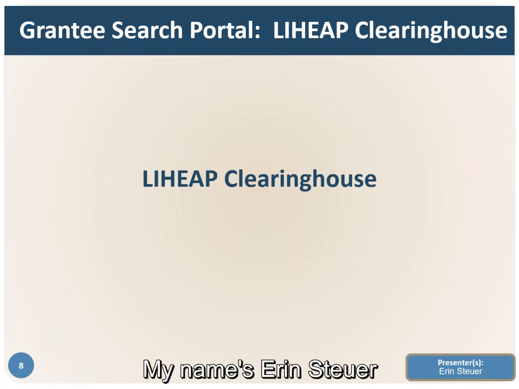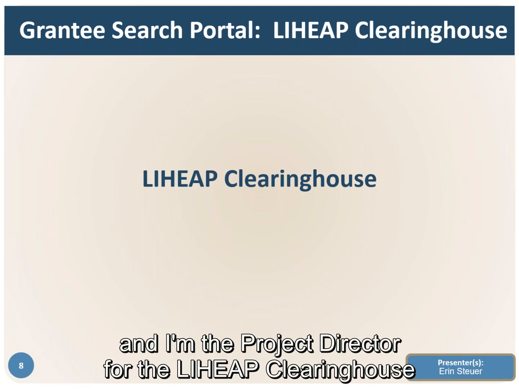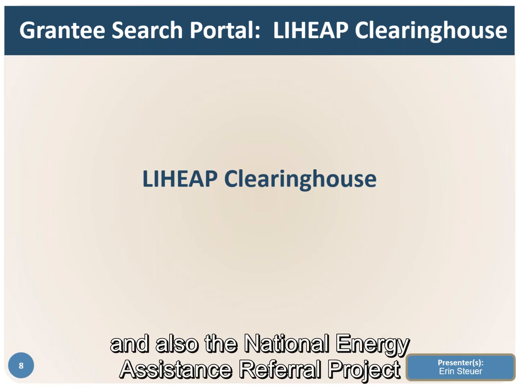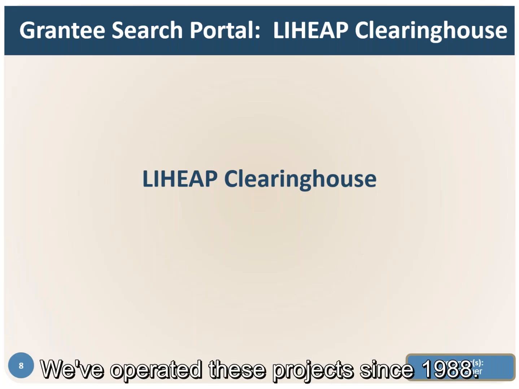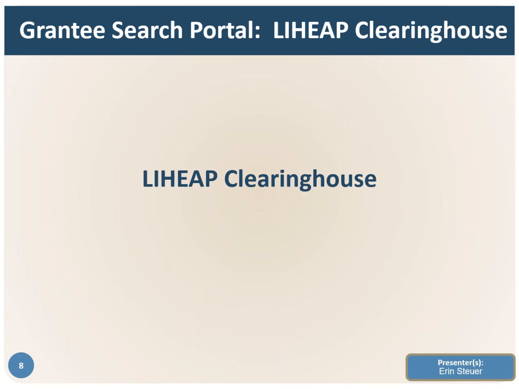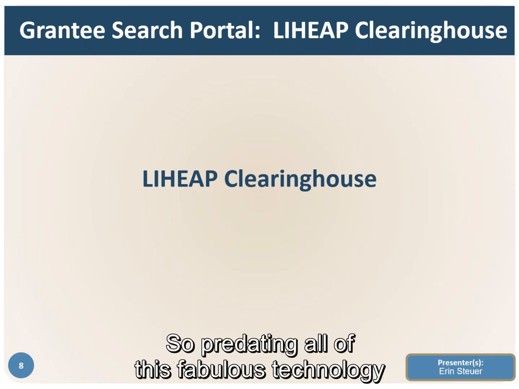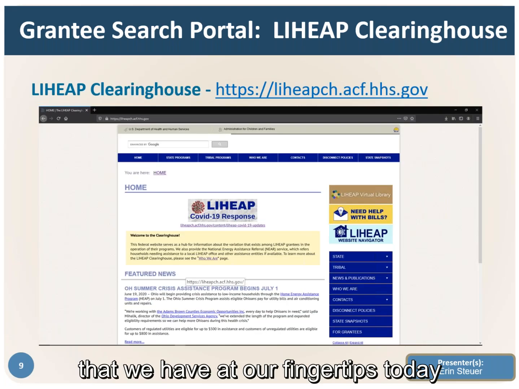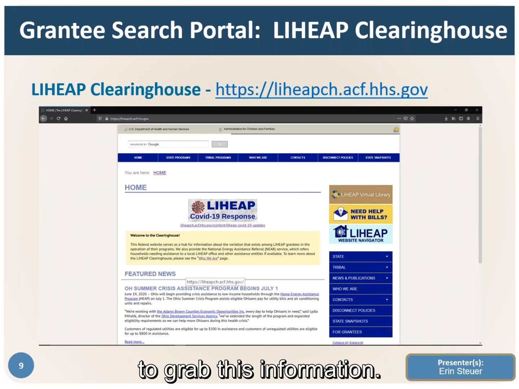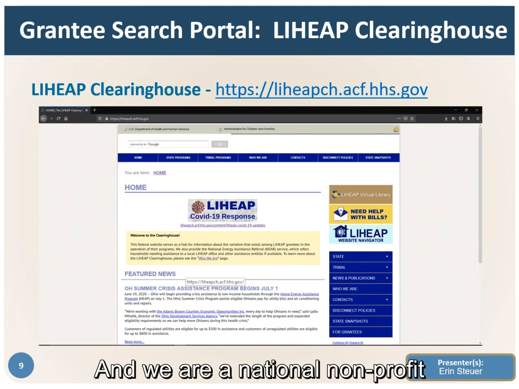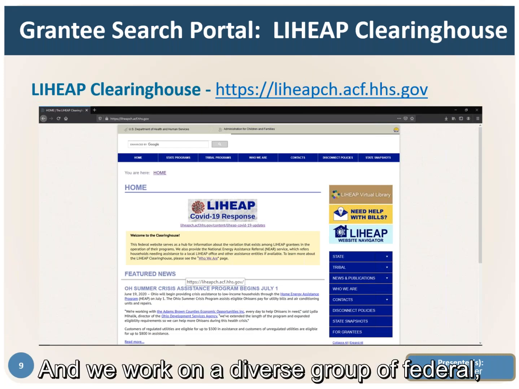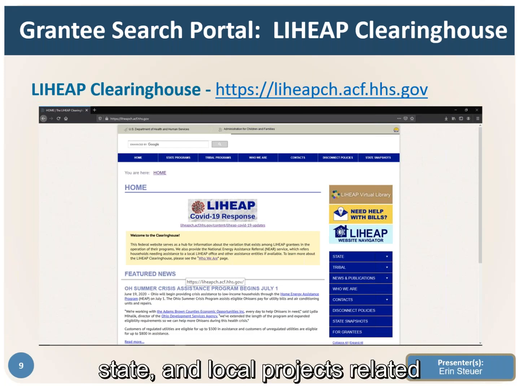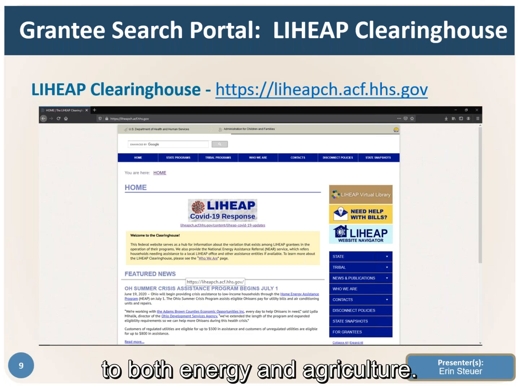My name's Erin Stoyer, and I'm the project director for the LIHEAP Clearinghouse and also the National Energy Assistance Referral Projects at the National Center for Appropriate Technology, or NCAT. We've operated these projects since 1988, so predating all of this fabulous technology that we have at our fingertips today to grab this information. We are a national nonprofit headquartered in Butte, Montana, and we work on a diverse group of federal, state, and local projects related to both energy and agriculture.